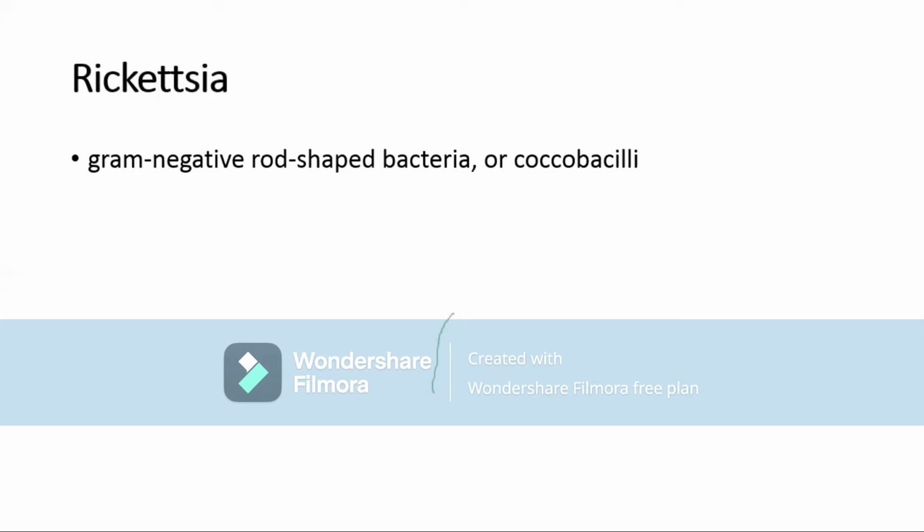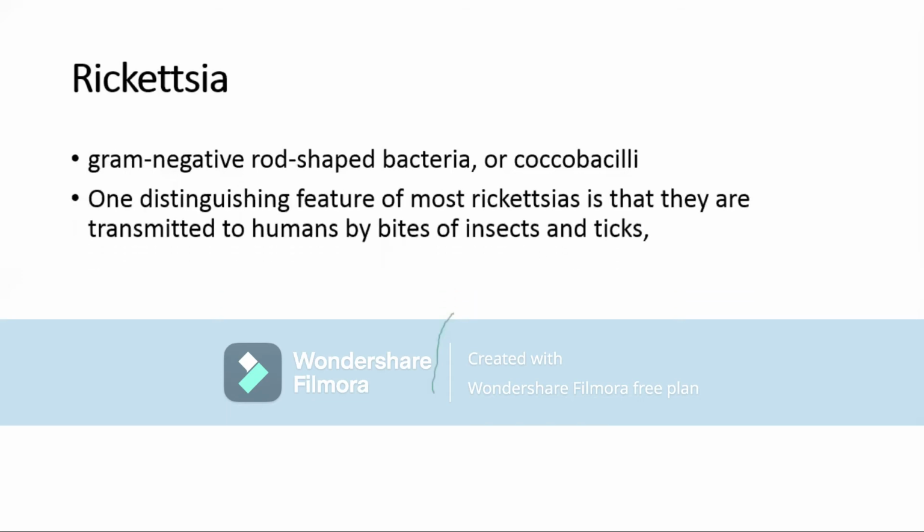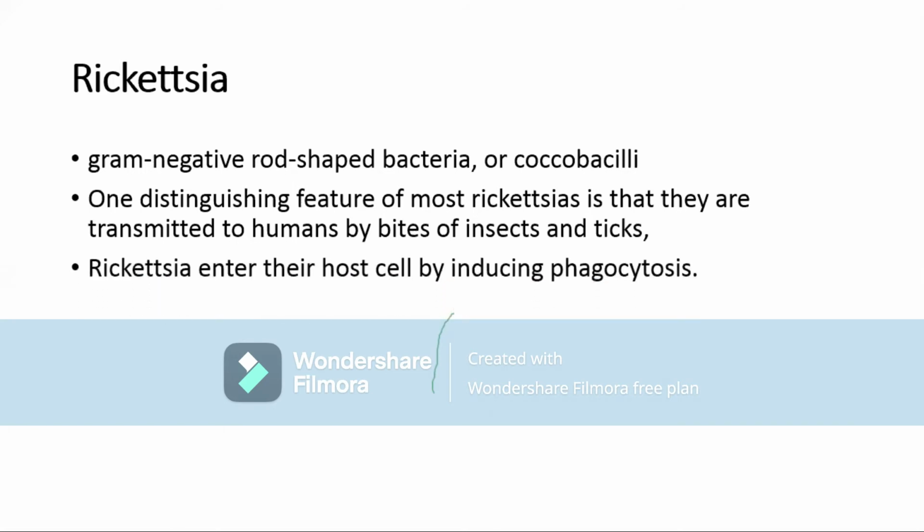ठीक है, they are rod shape, they are coccobacilli, gram negative. ये तो एक जनरल प्रॉपर्टी है जो हमने पहले से डिस्कस की है. ठीक है, तो एक डिस्टिंग्विशिंग फीचर इन रिकेट्सियास का ये है कि they have two hosts mostly. They are transmitted to humans by bites of insects and ticks. So their life cycle revolves around two hosts, right? One is mostly insects and one is the human being. So human is usually the second host.